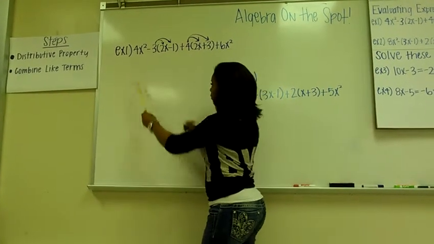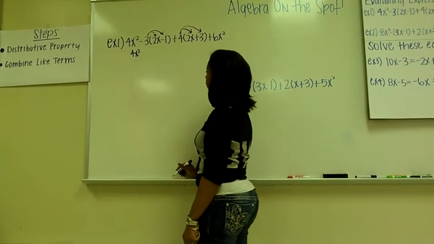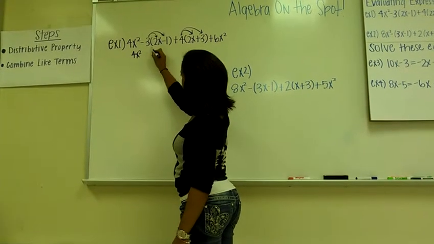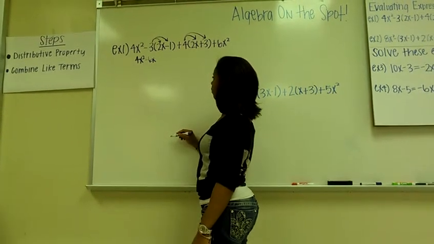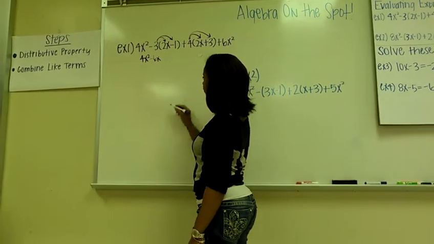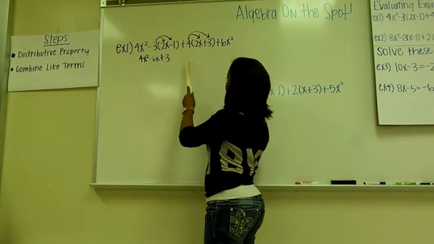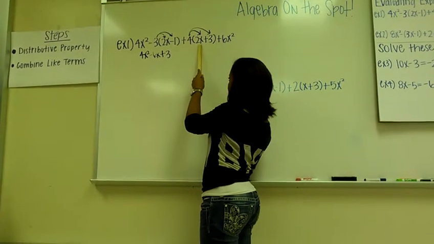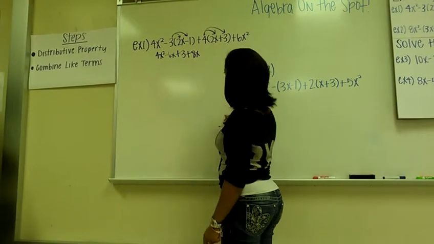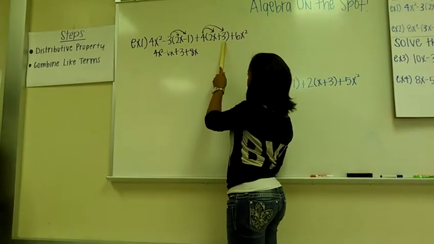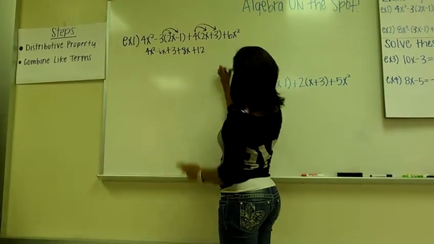So 4x squared comes straight down. And we will actually distribute our multiplication. Negative 3 times 2x gives us negative 6x. Negative 3 times negative 1 gives us plus 3. Next set of parentheses. 4 times 2x gives us plus 8x. 4 times 3 gives us plus 12. And bring down the plus 6x squared.